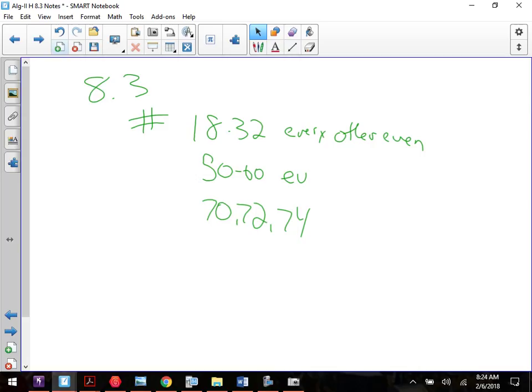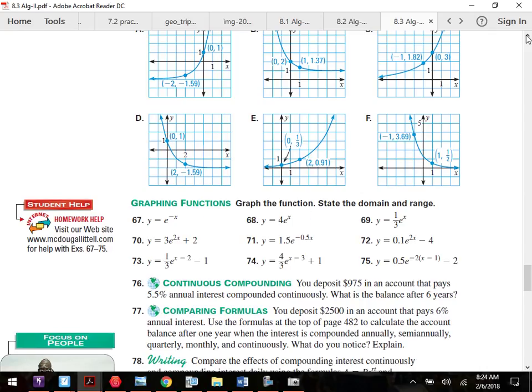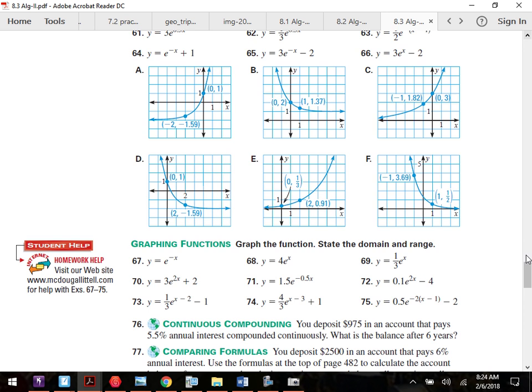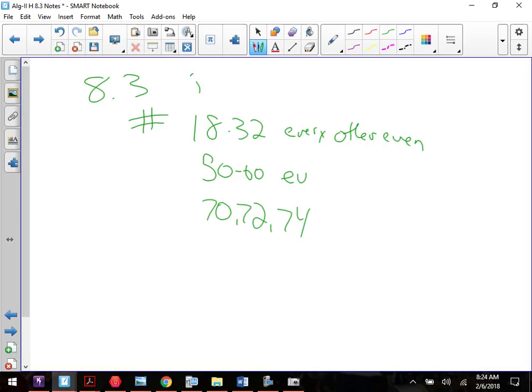I have to put the PDF file in there. This starts on page 483. I'll have it posted here in a second.